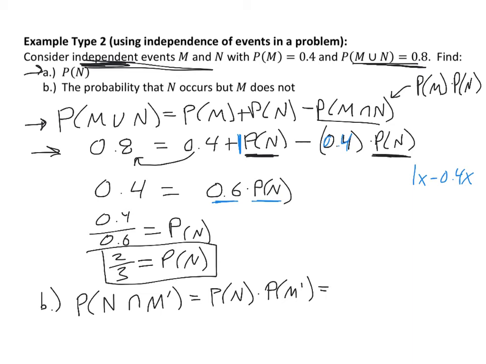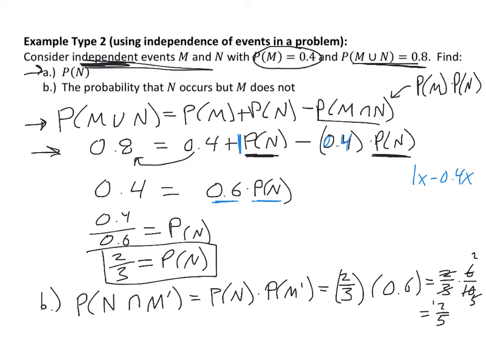We just found that the probability of N was 2/3, and the probability of not M, well, if the probability of M was 0.4, it means the probability of not M would be 0.6, because they have to add up to 1. So here, I would probably want to write that as 6/10, and then we could reduce this. So this would be a 5, this would be a 2, so it looks like this is 2/5.